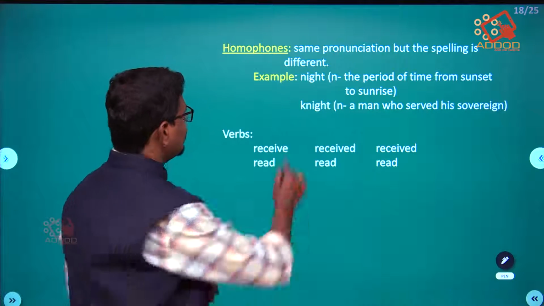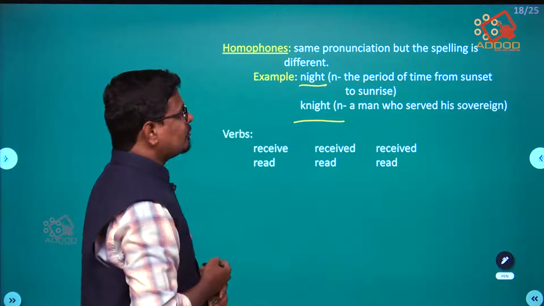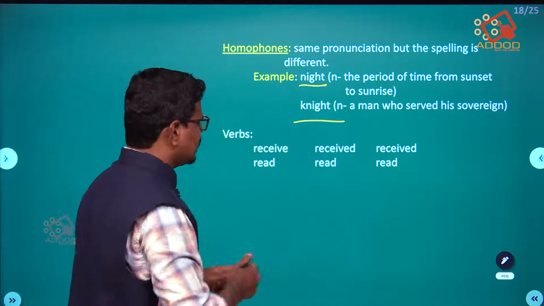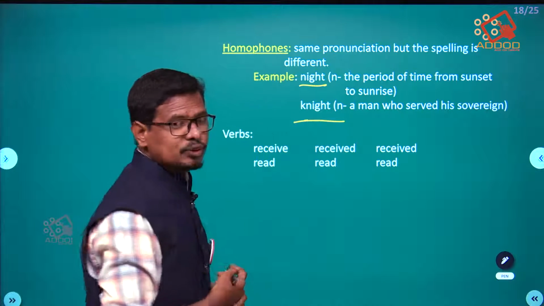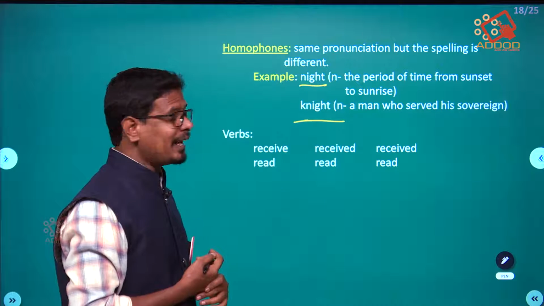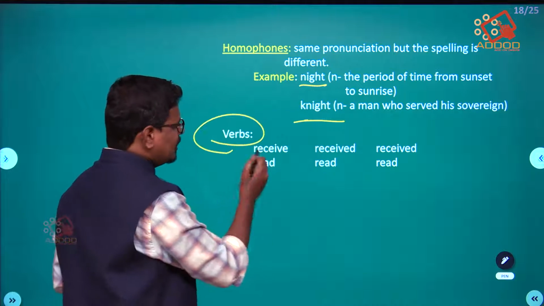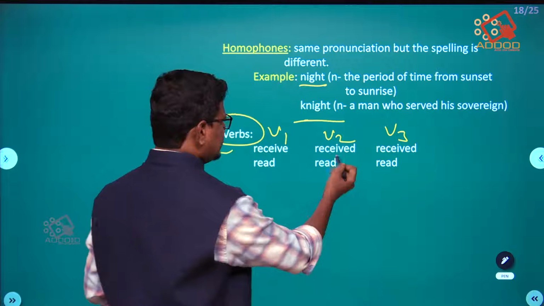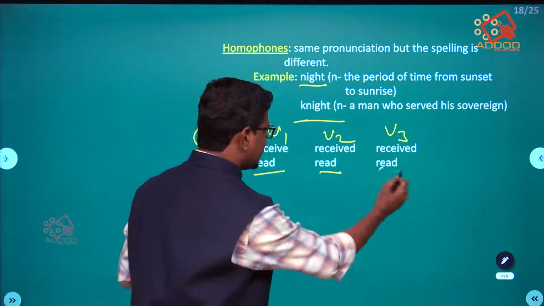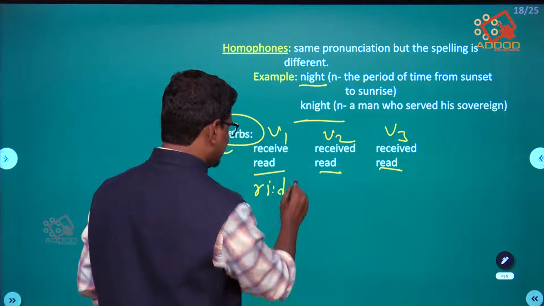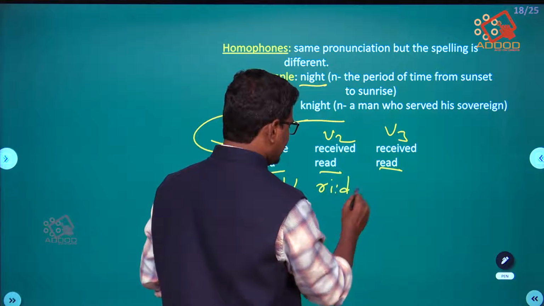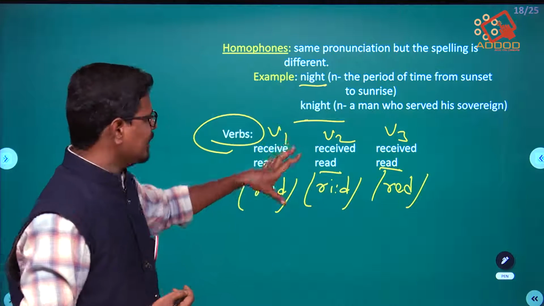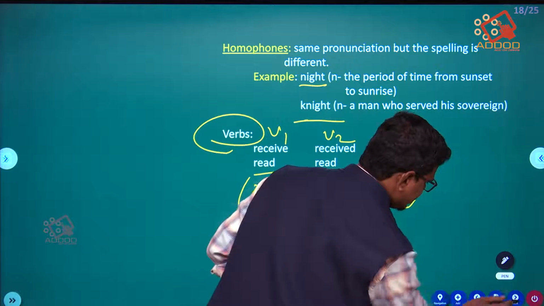Yeah, homophones: you have night and knight. The period of time from sunset to sunrise, that is night. You might know it as the dark time. Knight is a man who served his sovereign. During the British reign, there were many knights. Yeah, you have verbs: receive, received, received. This is V2 and this is V3. Read, read, read. Okay, now you make your own examples using the words.